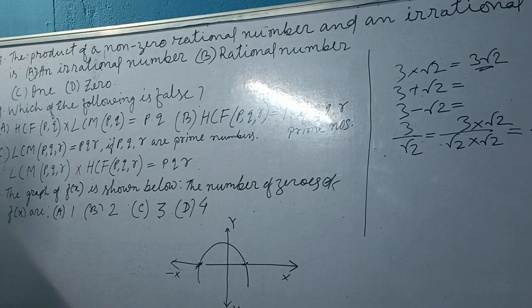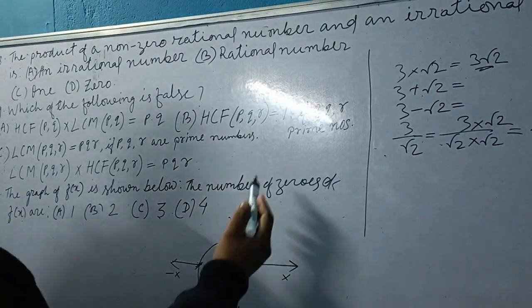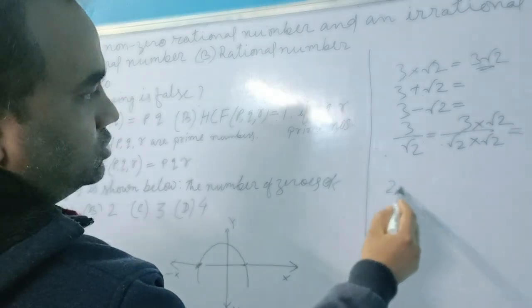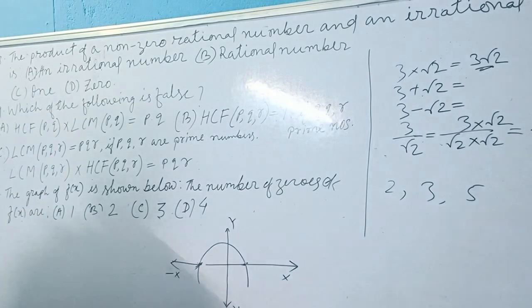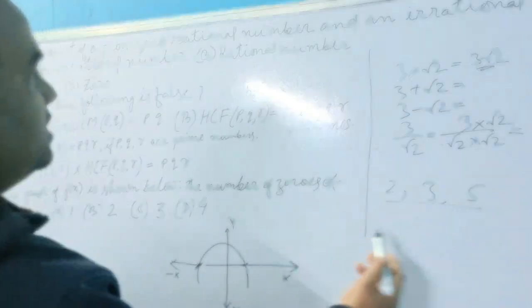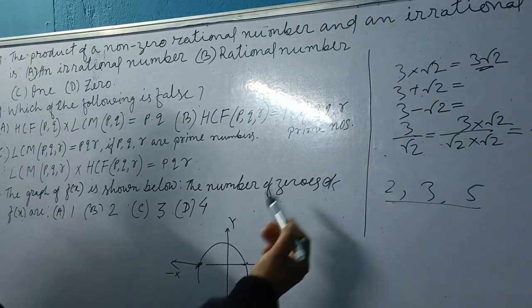In which case is HCF of PQR 1? If they have no common factor other than 1. So if P, Q, R are prime numbers, say imagine 2, 3, 5, they have no common factor other than 1. So that's why the HCF of these three numbers will be 1. So that is also satisfied. Clear? They are distinct prime numbers.